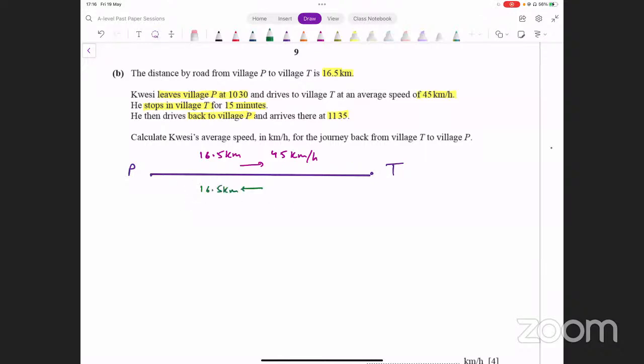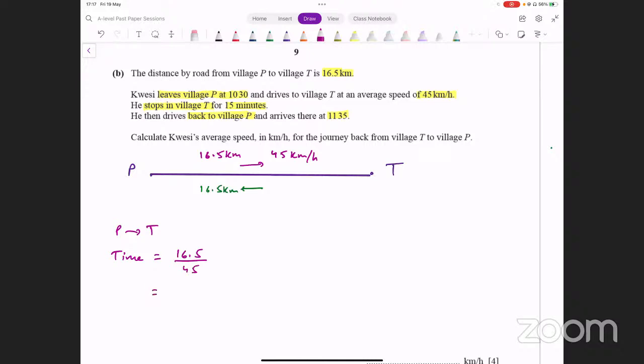उससे क्या होएगा, हमें वापसी के टाइम पे मिल सकता है, क्योंकि हमें टाइम ऑफ डिपार्चर और टाइम ऑफ अराइवल पता है दोनों. जाते हुए टाइम कितना लगा? लेट्स फिगर दैट आउट. From P to T, what was the time taken? Time is equal to distance over speed. Distance कितना था? 16.5. Speed 45.